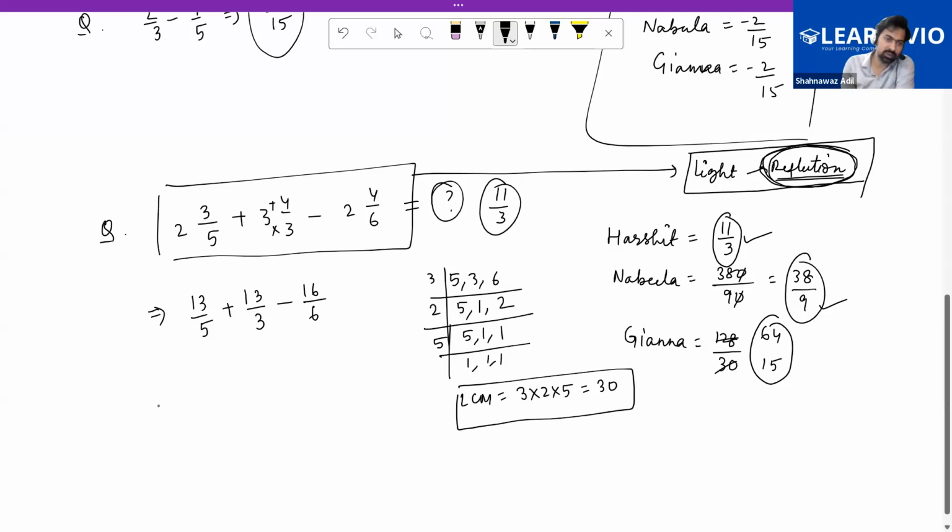Now we have to multiply. So what should we multiply in this? What should we multiply in this thing? And in this thing?